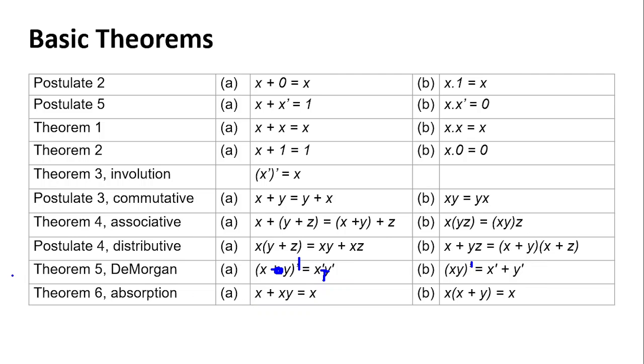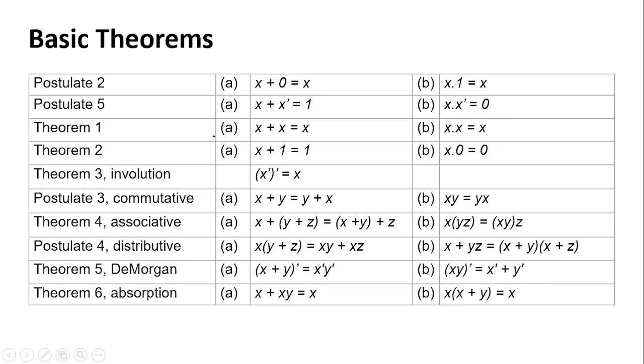The next one is one more theorem. These two are theorems again. So x plus xy is equal to x. What is the dual of it? You put the dot here, you put the plus in between. So x in the inside bracket, x plus y is equal to x. These are the theorems, and let's try to prove them.